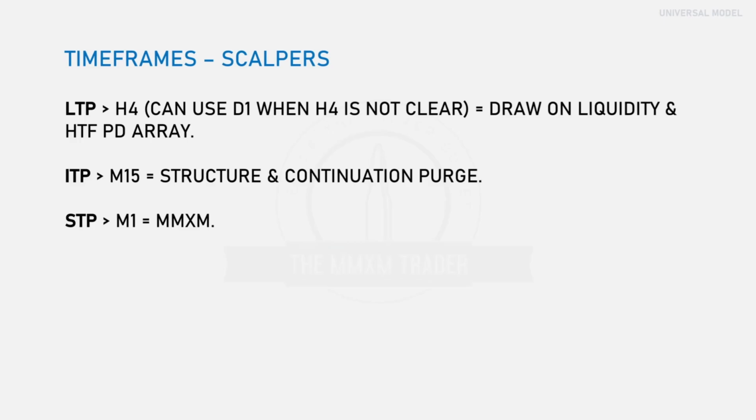Then we're going to intermediate term perspective once again, and this time we'll use a 50-minute structure and continuation purge. And then our short-term perspective or entry model is going to be on that 1 minute market maker model and entry.